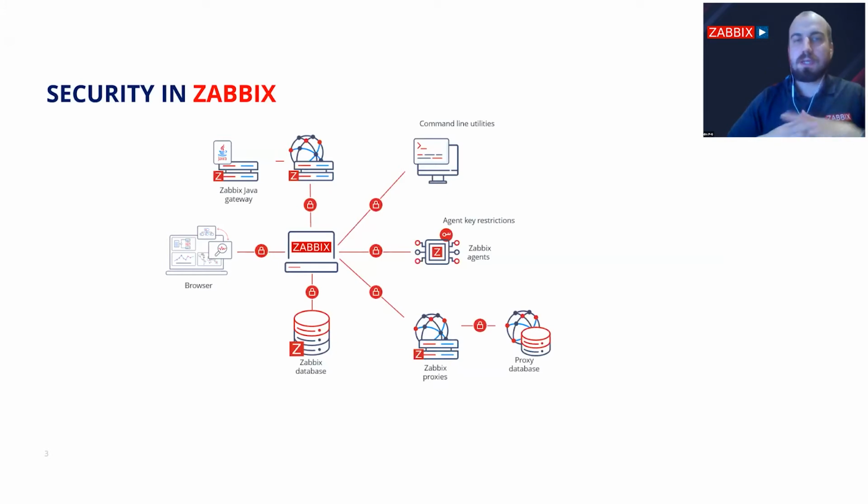As you can see, connections between Zabbix server and the database, or between frontend and the database, or between Zabbix agents and Zabbix proxies and Zabbix servers, and even command line utilities can be encrypted to make sure that if anyone at any moment intercepts your data, you will still be safe, since they won't be able to see the real data, see what is going on, because it will be encrypted.